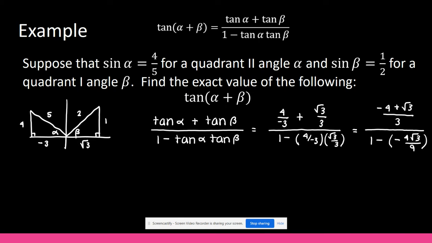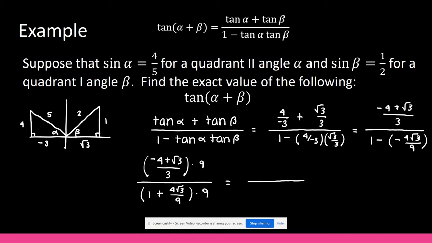Okay, I would like us to get rid of the fractions within a fraction, which means that I need to find a common denominator. So between 3 and 9, hopefully we're okay with 9 being that common denominator. I'm going to multiply both the top and the bottom by 9. So I'm going to take this negative 4 plus the square root of 3 over 3. I'm going to multiply that by 9. In the denominator, this 1 technically minus a negative, turn that into an addition problem. I'm going to take this and also multiply that whole denominator by 9. All right, that should clear away the fractions within the entire fraction.